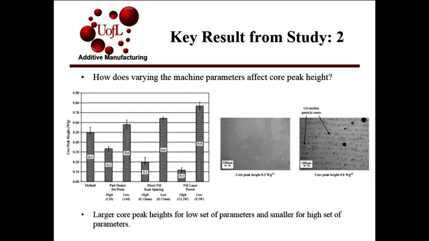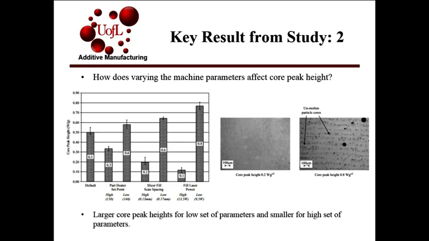The next key result from our study answers the question, how does varying the machine parameters affect core peak height? This had a similar result to the percentage crystallinity. The larger core peak heights were seen for the low set of parameters, and the smaller core peak heights were seen for the high set of parameters. To verify this information, a comparison was done with optical microscopy.